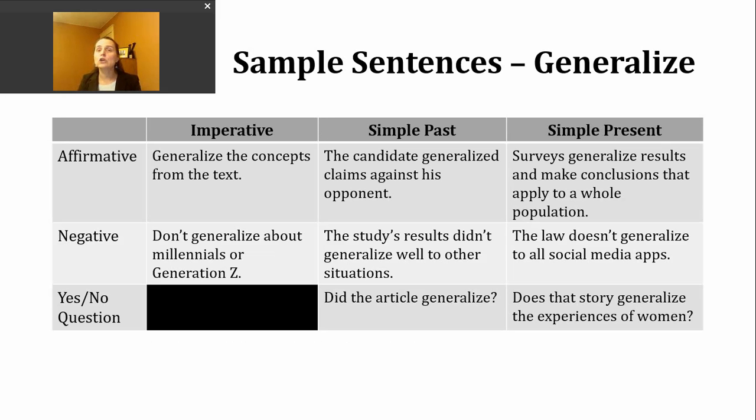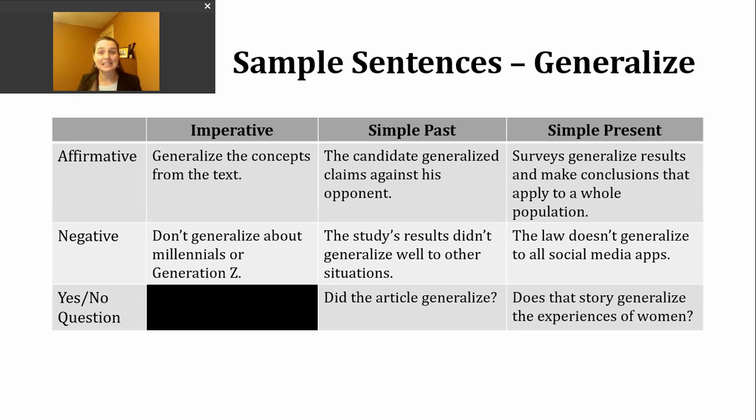Today, we'll look at the imperative, the simple past, and the simple present. Let's start with the imperative. You might know this better as a command. It is a unique way to make a sentence in English because there is no stated subject. The subject is implied and it's you.